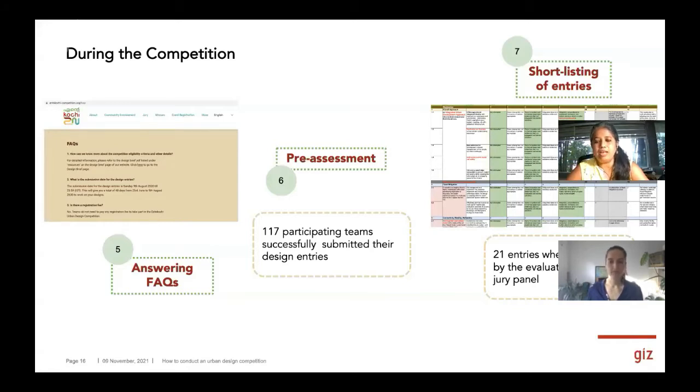With all of that, we had 117 participating teams from all over India, many collaborative teams who gave in their full submission as the design entries. Then we went through a very rigid but detailed rubric analysis to shortlist the top 21 entries, where a core technical team of evaluators worked with the jury panel to come up with the final 21 entries, which were up for consideration for the final shortlist of awards. Next, please.